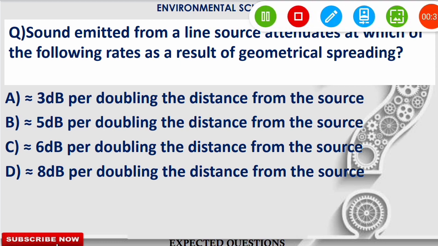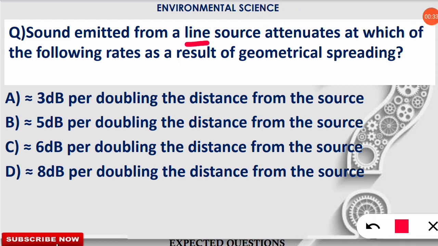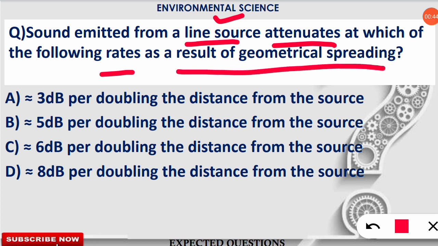The first question is, the sound emitted from a line source attenuates at which of the following rates? So it is asking, as a result of geometrical spreading because of a line source, what will be the attenuation and what will be the rate? These are the rates given: 3 decibel per doubling of the distance, 5 decibel, 6 decibel and 8 decibel per doubling of the distance from the source. So we'll know one by one what is line source and what is point source. Let's move to the next slide.